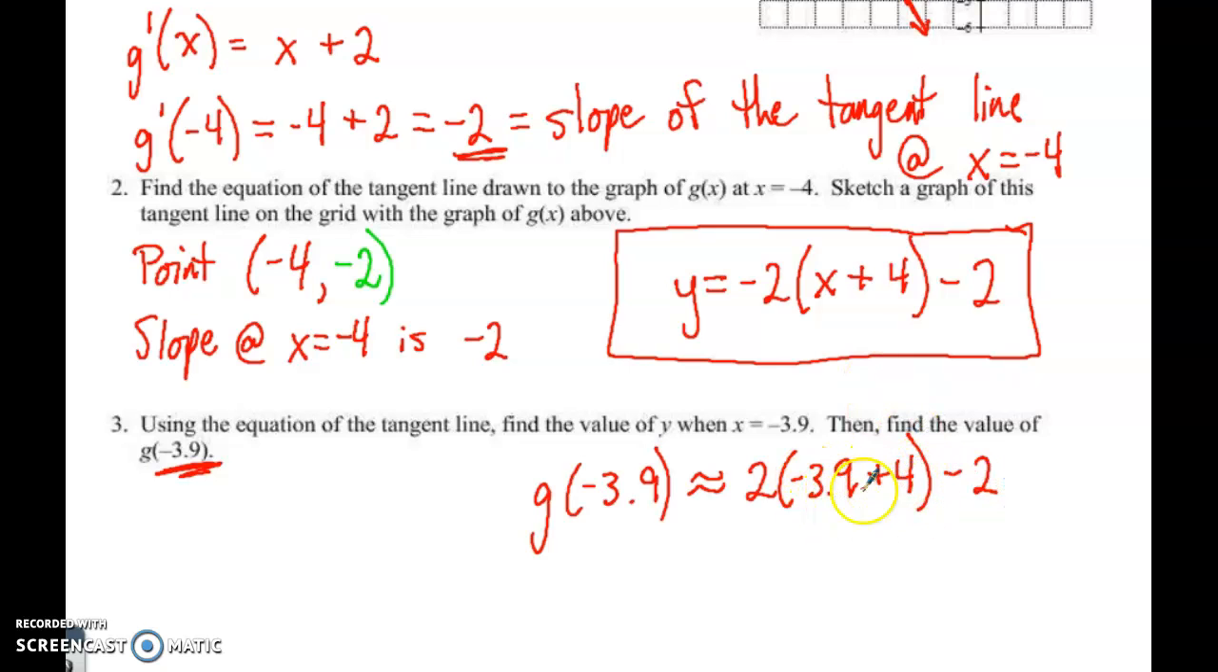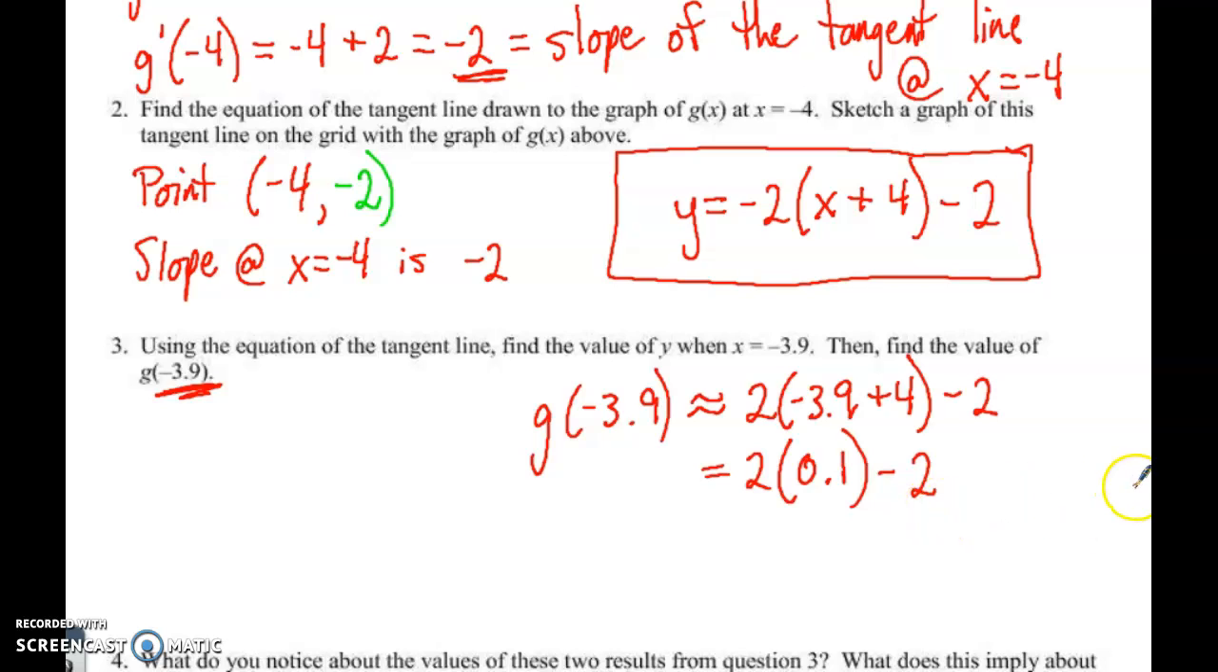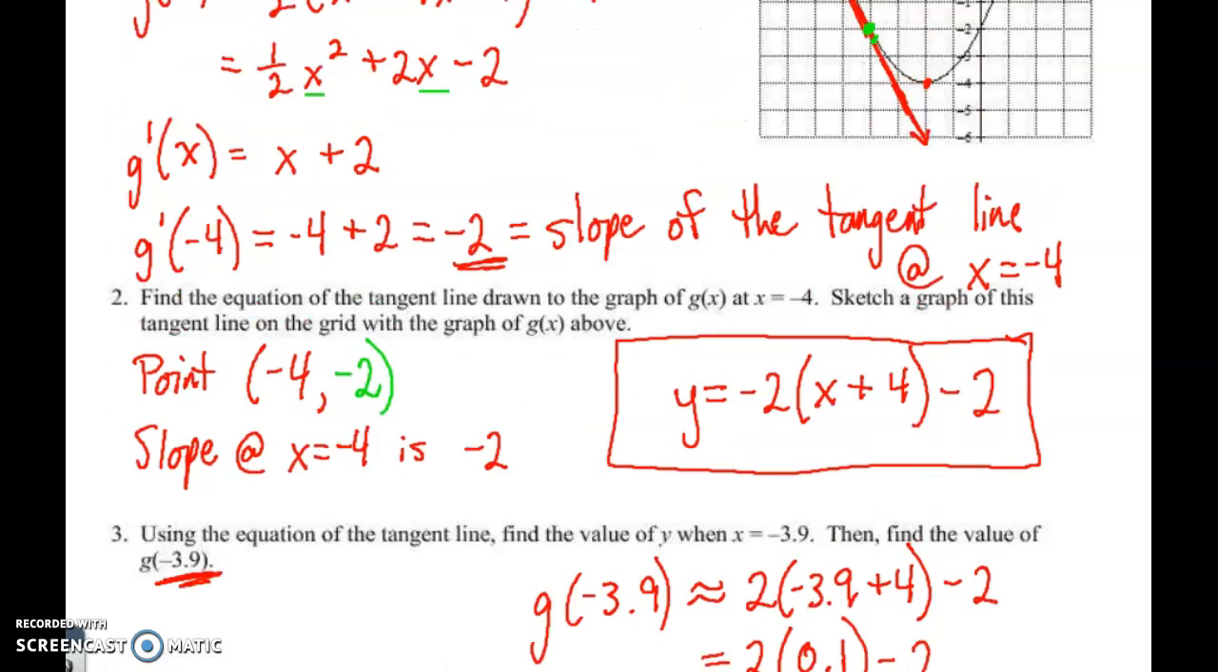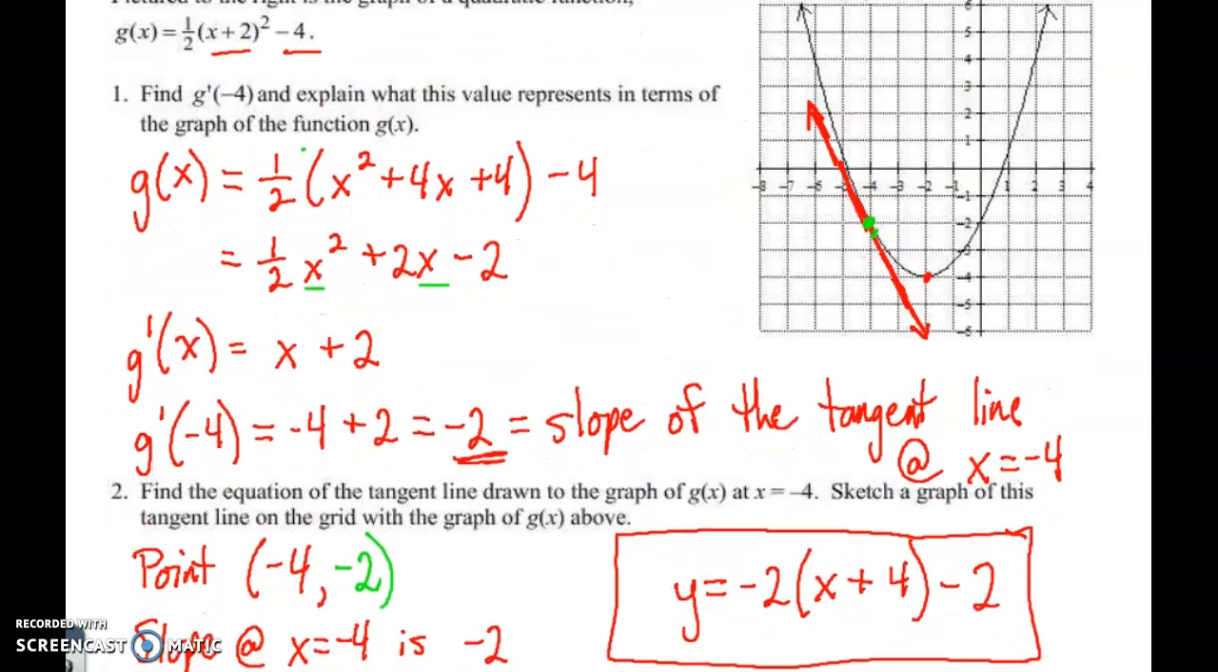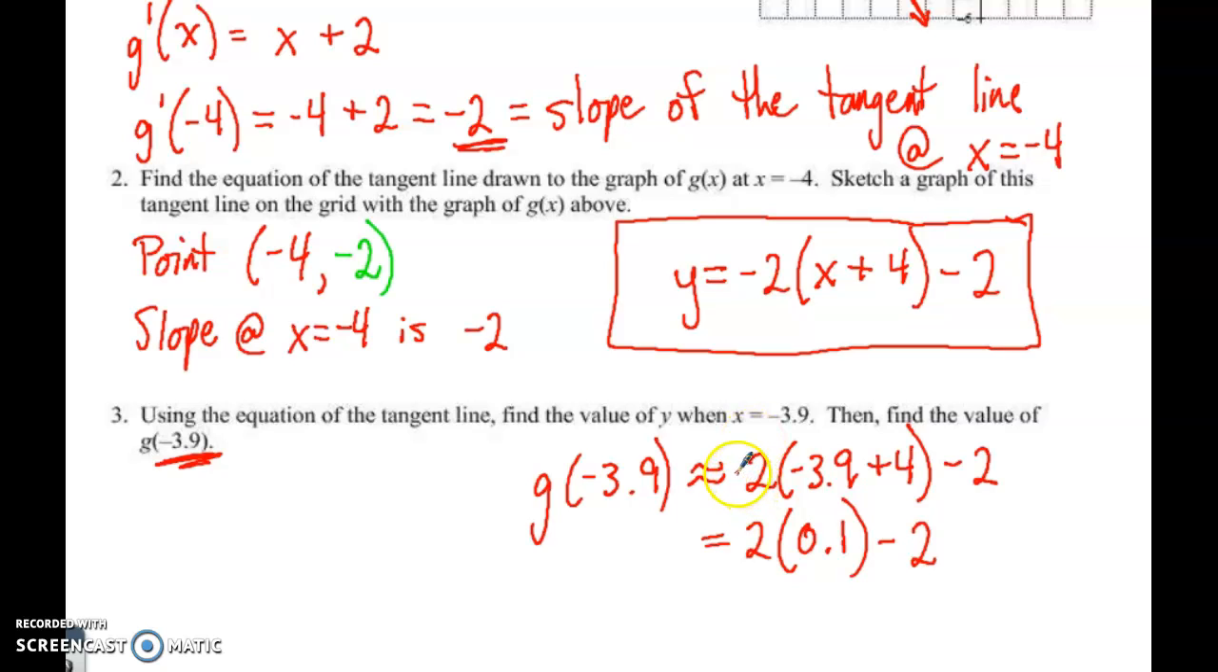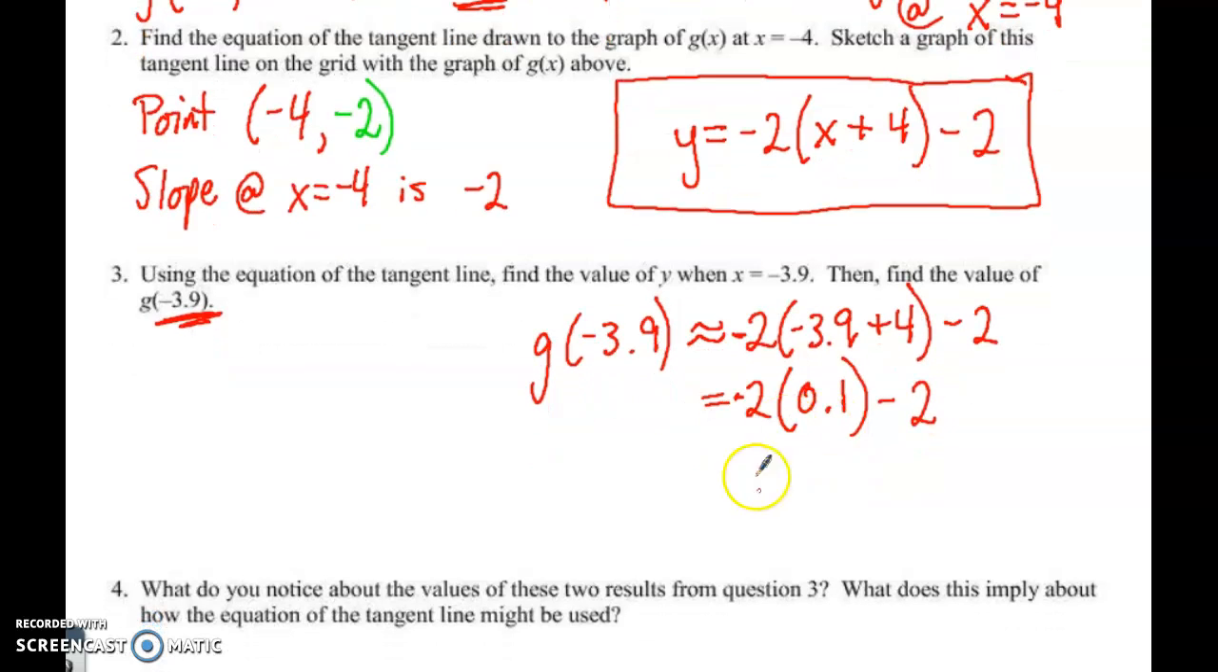So -3.9 plus 4 would be 0.1. Well, if you double that, you get 0.2, and, I knew I'd mess up somewhere. This should have been -2. So it's -0.2 minus 2 would be -2.2, a pretty good approximation to the exact answer.